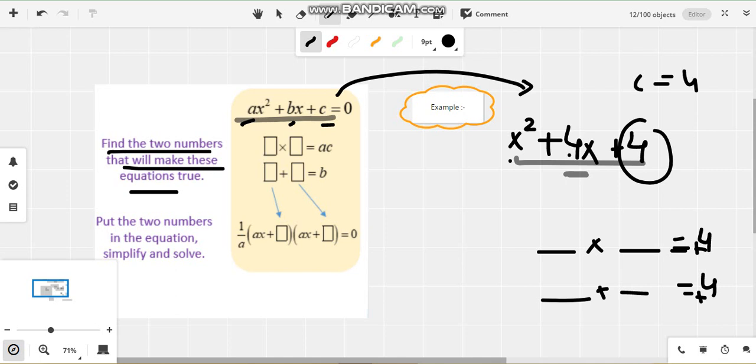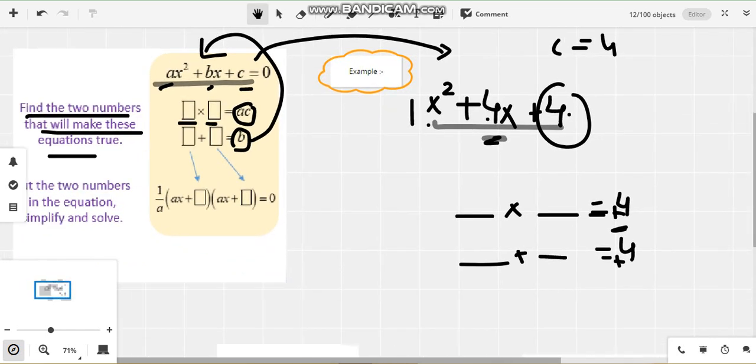So what two numbers would that be, and how can you figure them out? You need two numbers that multiply to give you a times c. Right now in this equation, a is 1 times 4, that's 4. That's why I mentioned here, when you multiply, that gives you 4. And when you add or subtract, that gives you the b. What's the b? It is the second term of the equation, that's 4 in this equation. And then you have to take out the common.